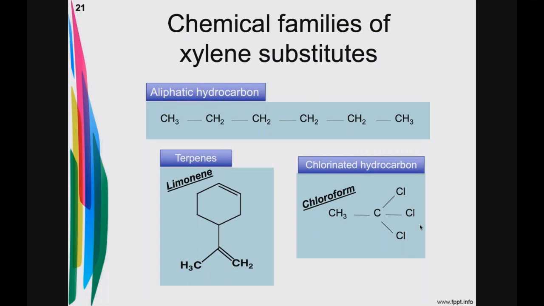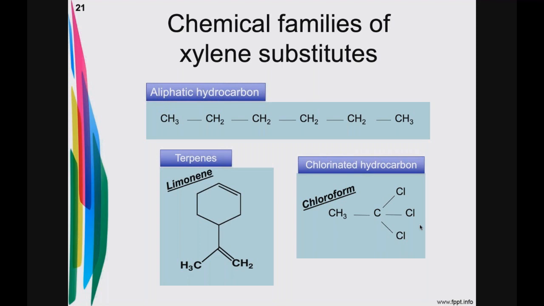Over the years, xylene substitutes became very popular in the mid-1980s. And these are the three that have held their head above water and have maintained themselves. We have a chemical family that's known as aliphatic hydrocarbons. That's just a fancy way. Hydrocarbons means they're made up of carbons and hydrogens. Aliphatic means it's a straight chain. It's not a ring structure. It's a straight chain.